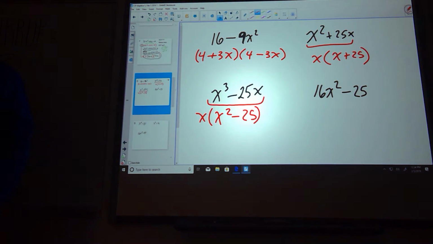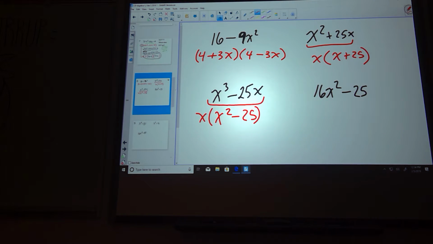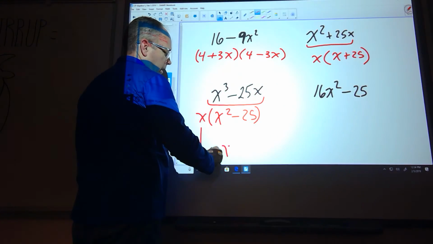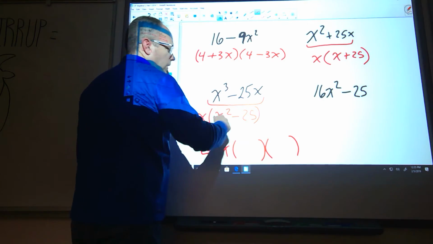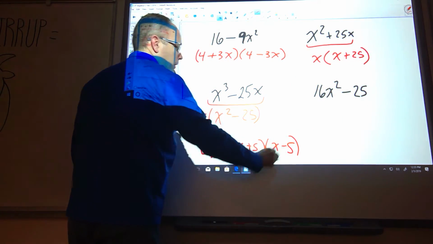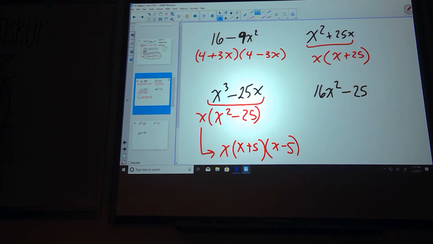You got to that point, you're getting 1 out of 3 points. How do you get your last 2 points? Bring down the GCF. Is x squared a perfect square? X times x is x squared, so yes. Is 25 a perfect square? Yes. Is that the difference of two squares? So this is my GCF, so that comes down here. And if that's the difference of two squares, that should be x plus 5 and x minus 5. Done. That's it.